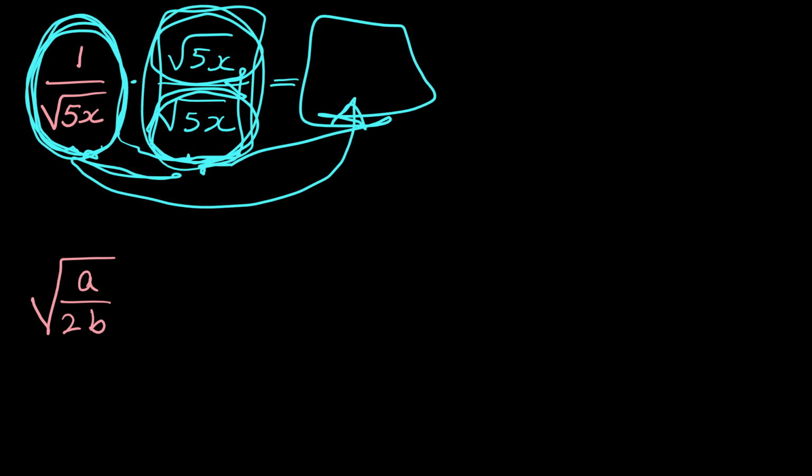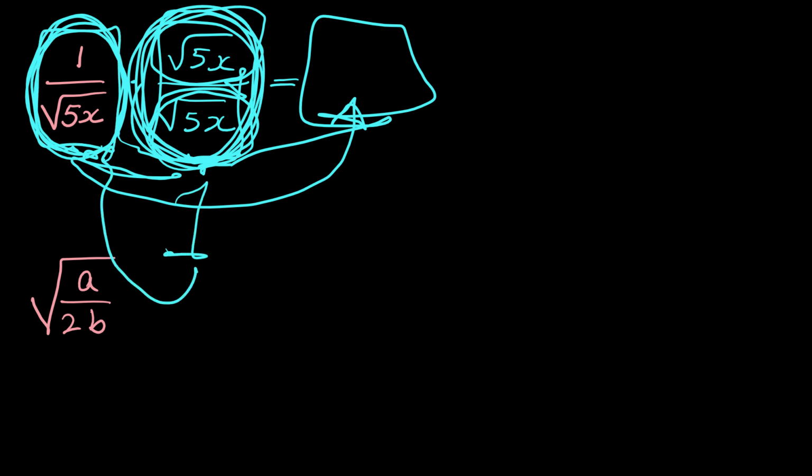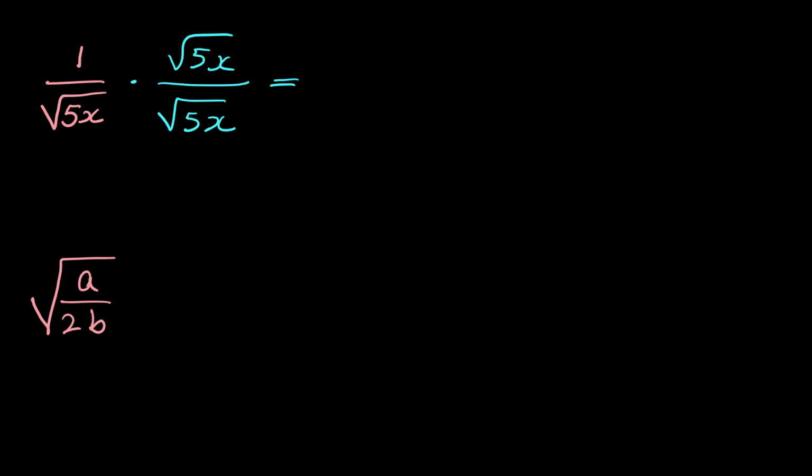Because now, what is the value of this fraction here? 1. So multiplying anything by 1 doesn't change the value of the expression. That's the reason we always multiply numerator and denominator at the same time. Now what is the answer? The numerator is radical 5x. For the bottom, radical 5x times radical 5x is only 5x. The radical cancels. Look at the next one.